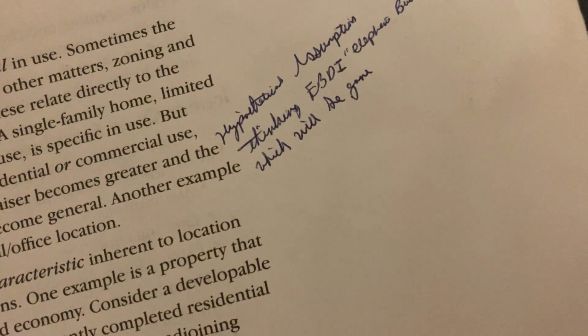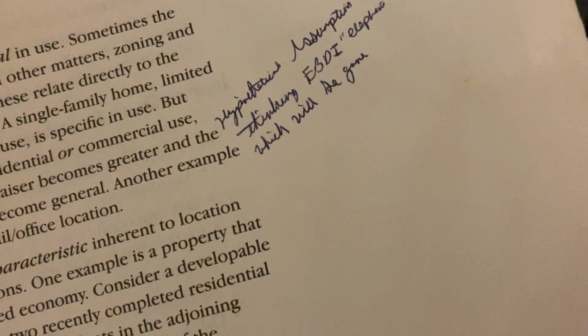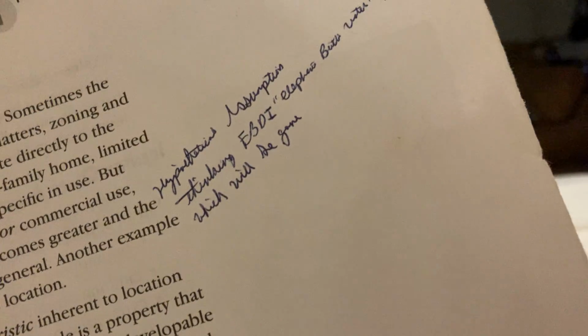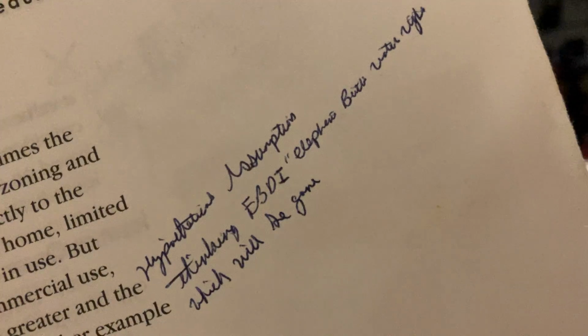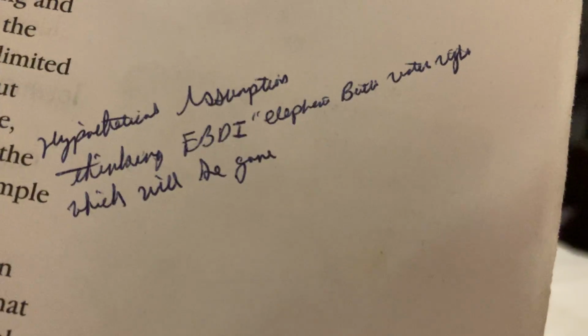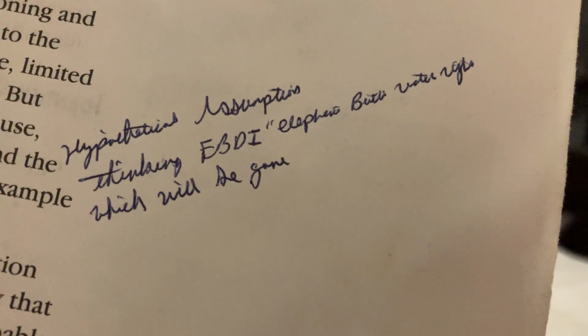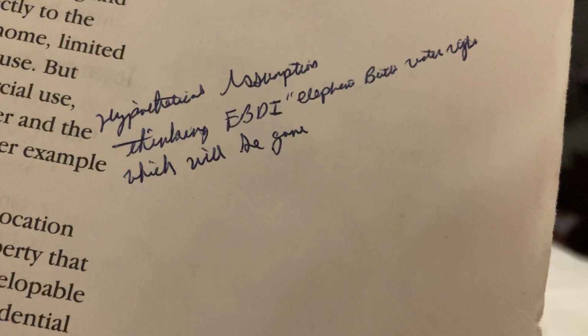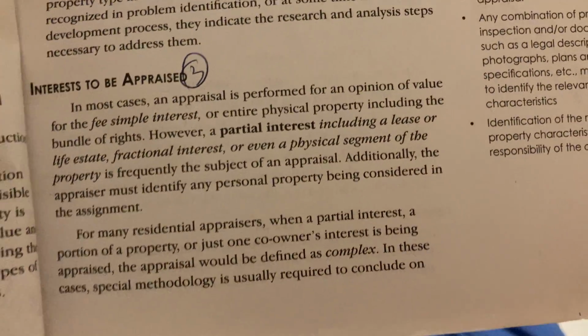Hypothetical assumptions. Thinking E, B, D, I. Elephant Butte water right, which will be gone. Next to interest to be appraised is the number 3.